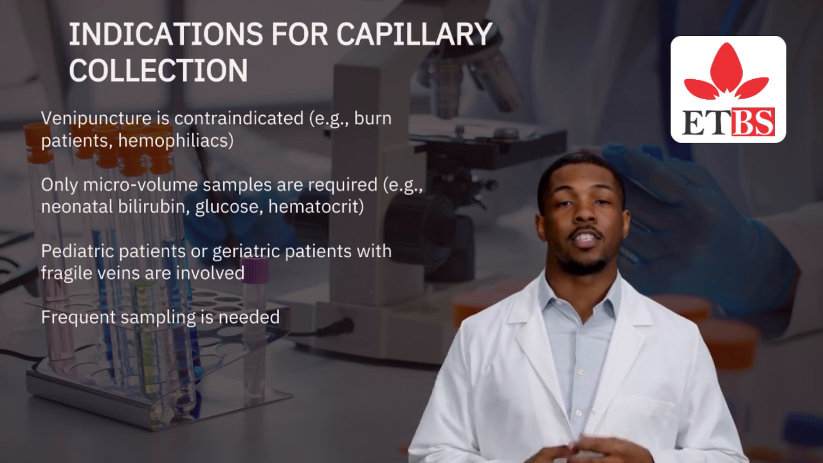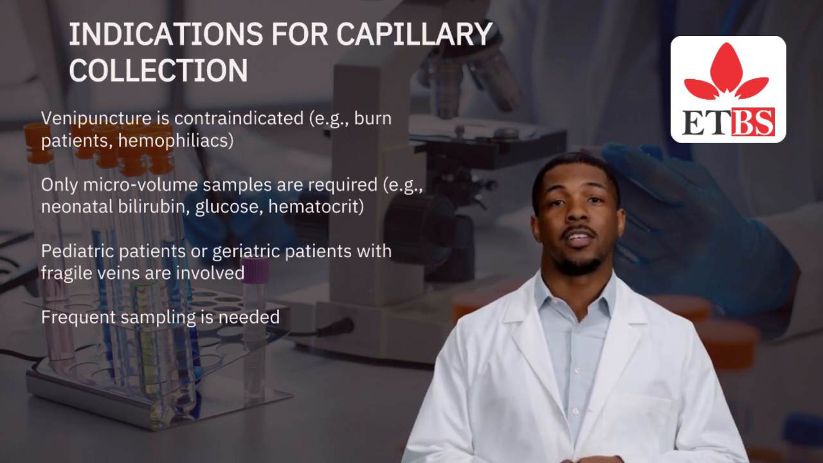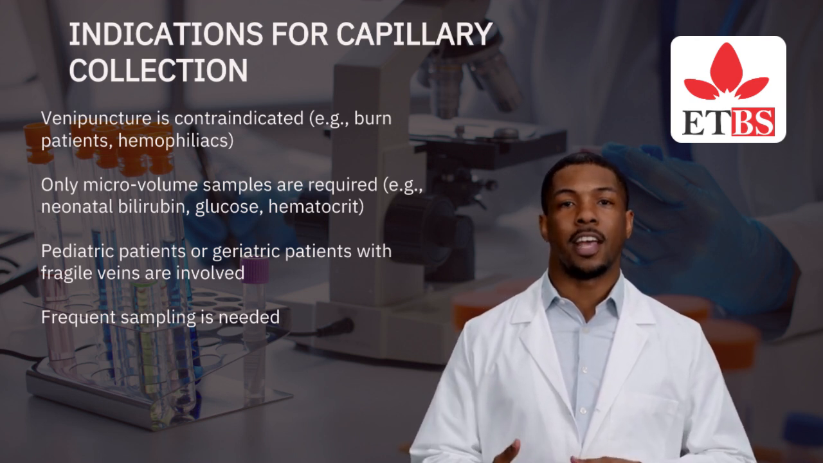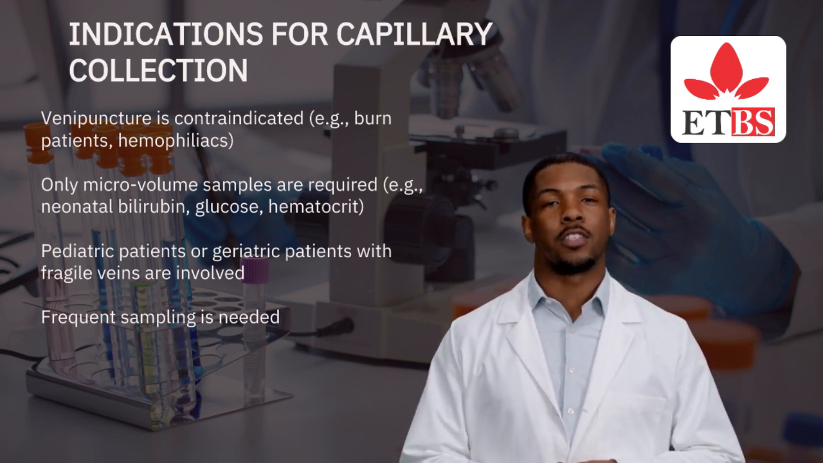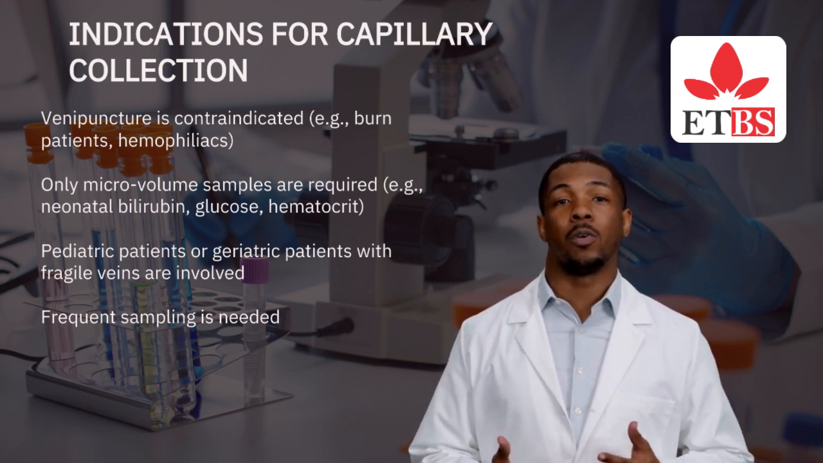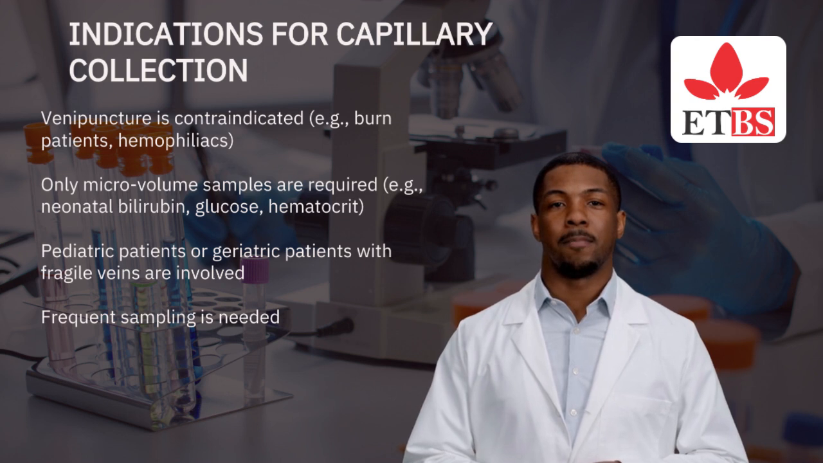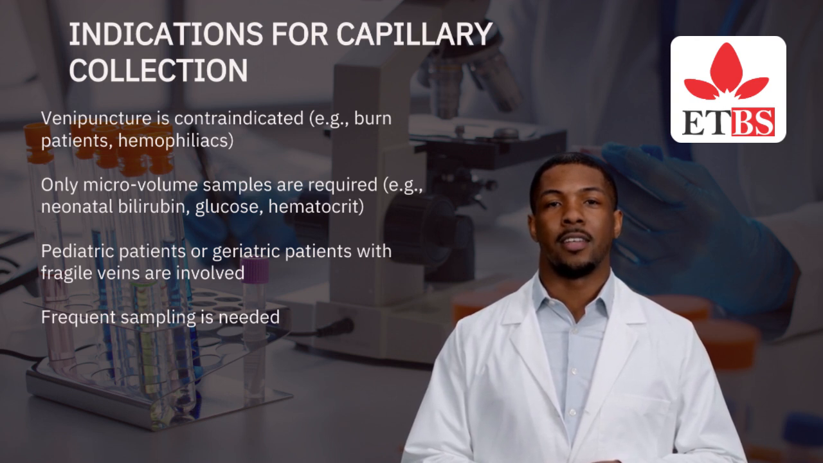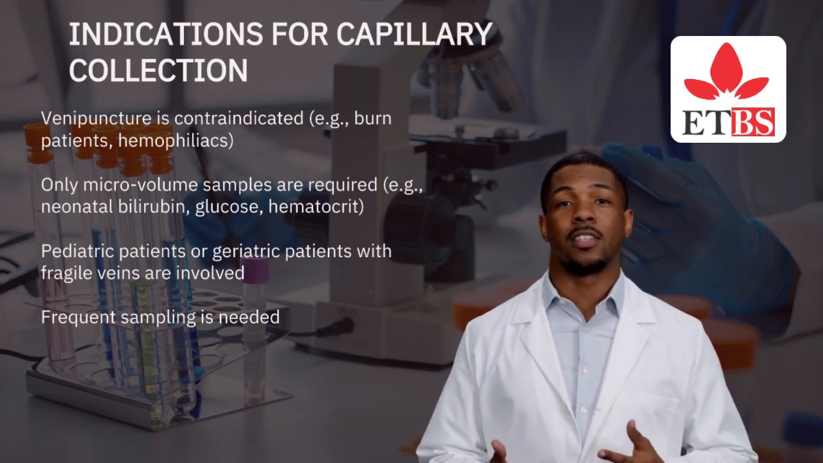7.2 Indications for capillary collection. Capillary sampling is preferred when venipuncture is contraindicated, e.g. burn patients, hemophiliacs. Only microvolume samples are required, e.g. neonatal bilirubin, glucose, hematocrit. Pediatric patients or geriatric patients with fragile veins are involved. Frequent sampling is needed. POCT devices are used.